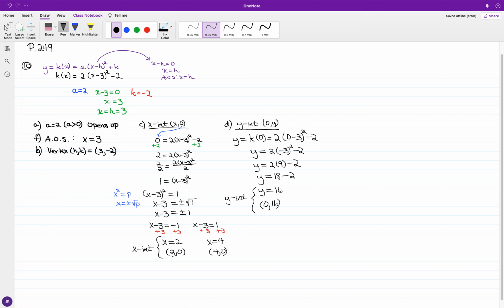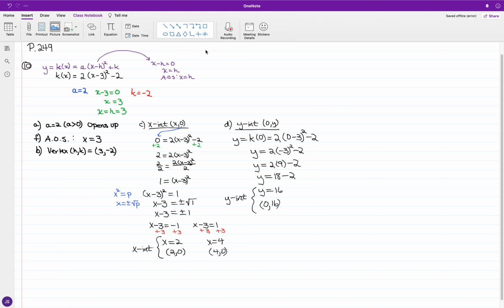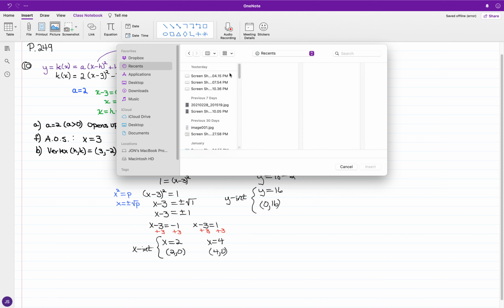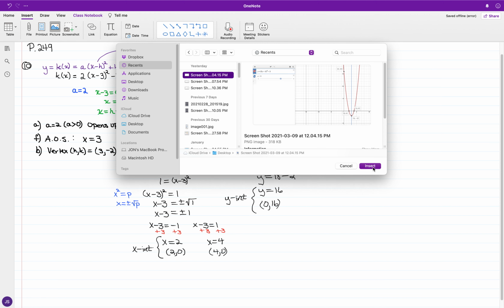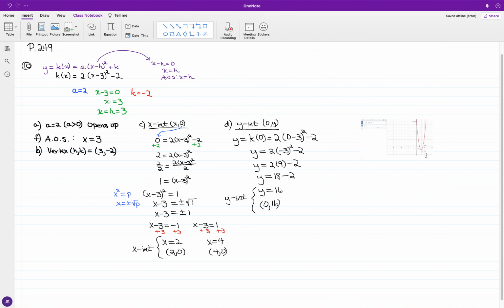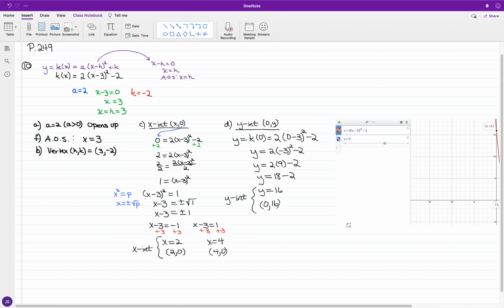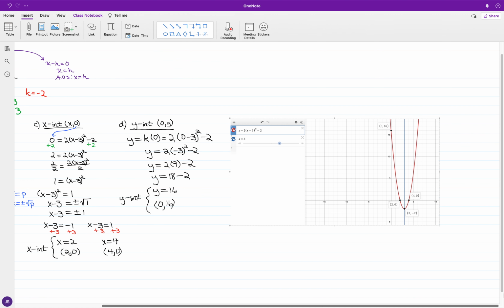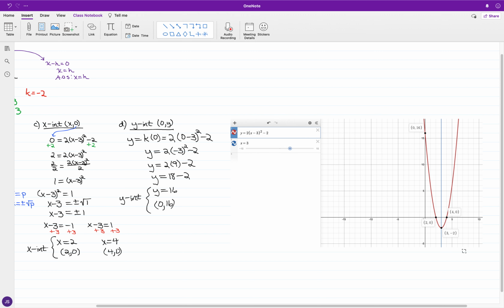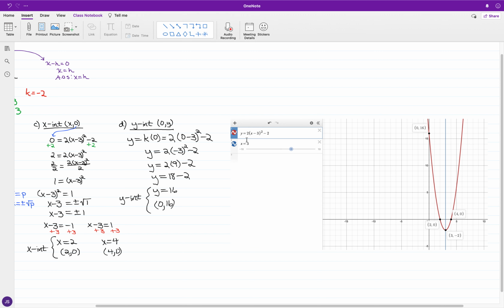And the x-intercepts, we have (2, 0) and (4, 0). And the y-intercept, okay, we have at (0, 16). Now looking at what we have in the visual layout, okay, again we have y, this representing k of x, is equal to 2 times the square of x minus 3 minus 2.